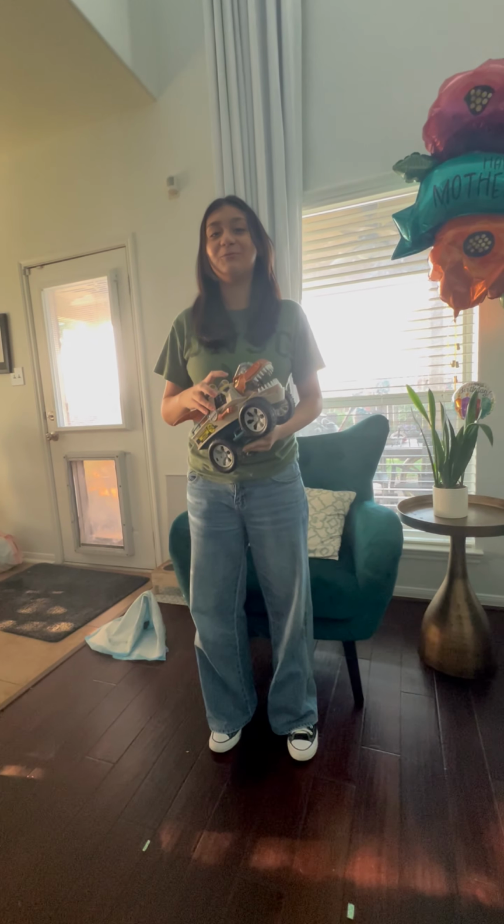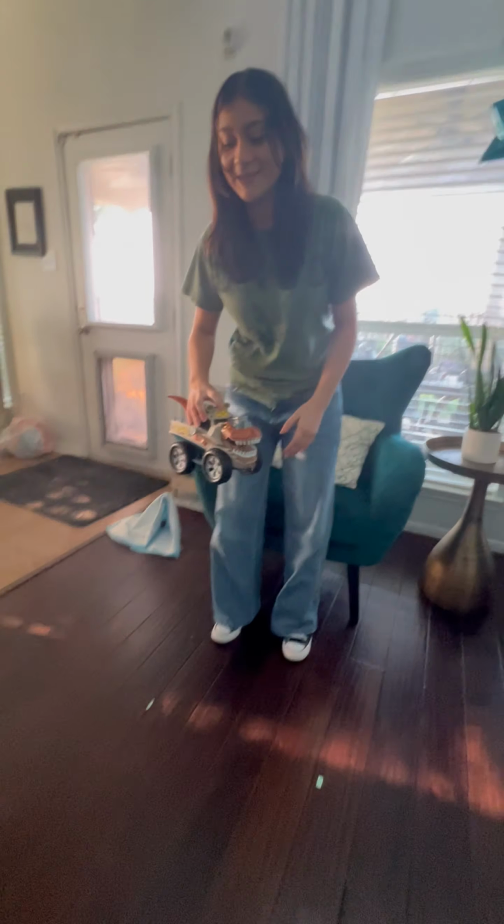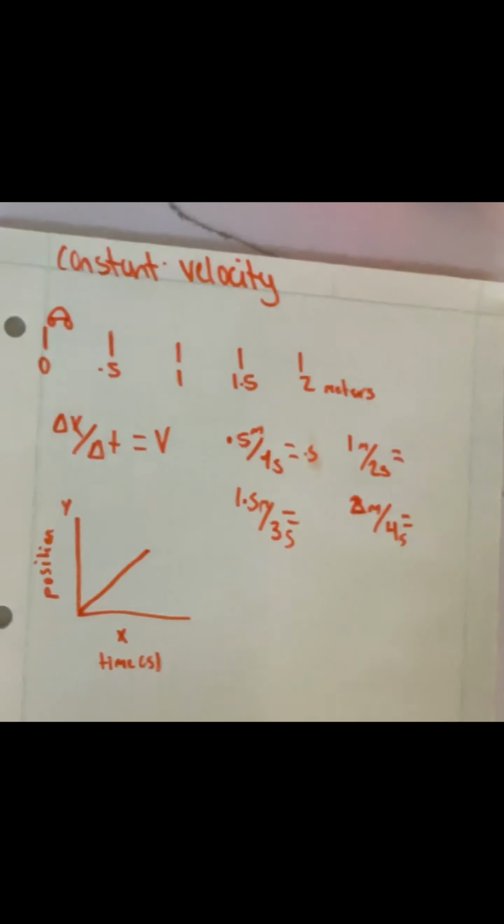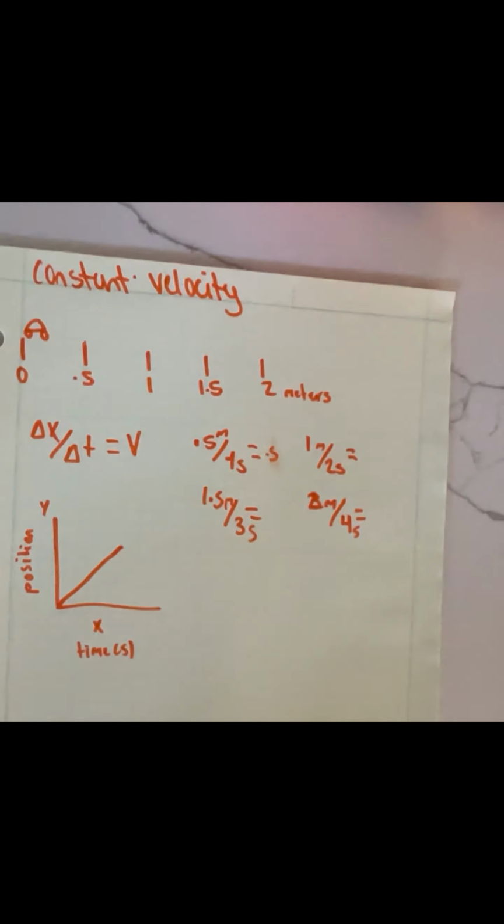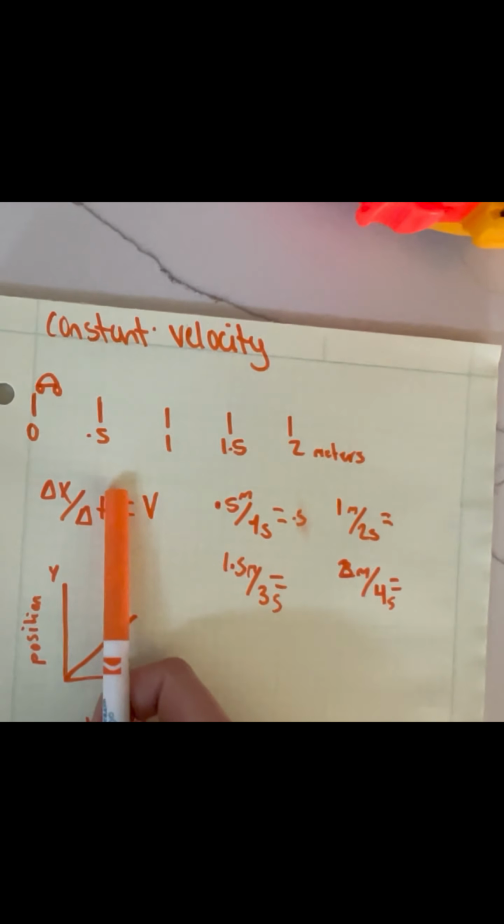In this demonstration, we'll show constant velocity. We have a measuring tape at every 0.5 meters. We recorded a car going from 0 meters to 2 meters, and each 0.5 meters we had a tape.